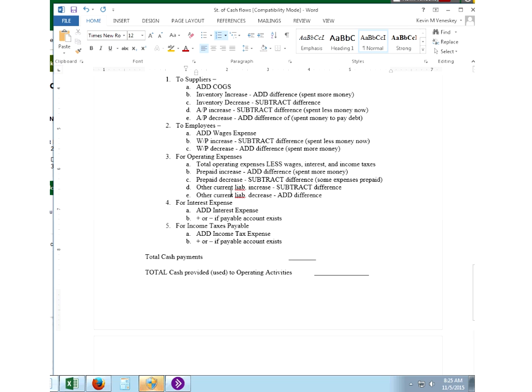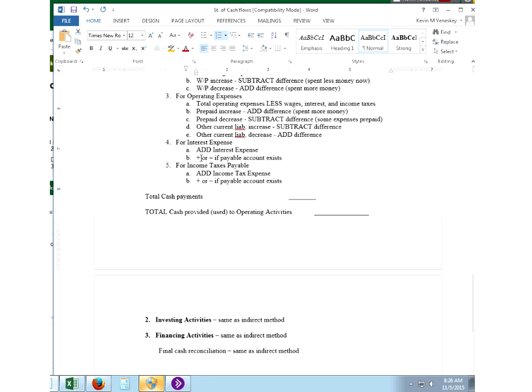And then looking at the liability side, for any other liabilities besides the accounts payable and wages payable, I'm going to do the difference here. These are going to be just like the wages payable. If my current liabilities go down, I'm spending money for whatever reason to get that to go down, so I'm going to add the difference. Same thing here. If my wages payable goes down, I'm going to add the difference. So all the liabilities work the same. Accounts payable goes down, I'm going to add the difference.